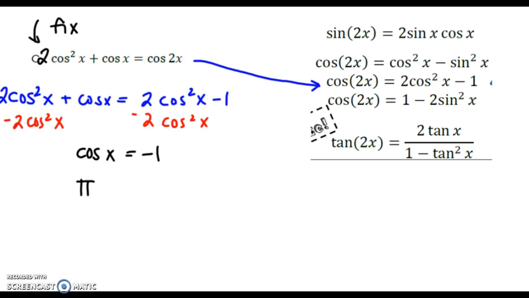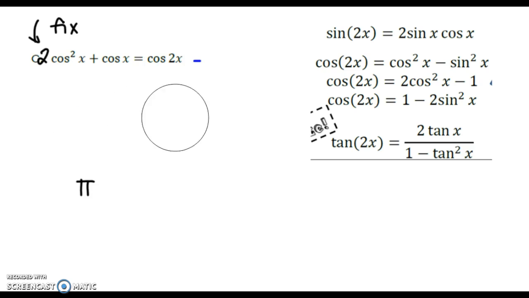For this one, what we need to do is we need to fix the problem. So go ahead and put a 2 in front of that cosine squared. Typo on my part. And this guy, we have cosine squared of x, we have cosine, and we have cosine of 2x. We have to pick which one would be the smartest for us to use.